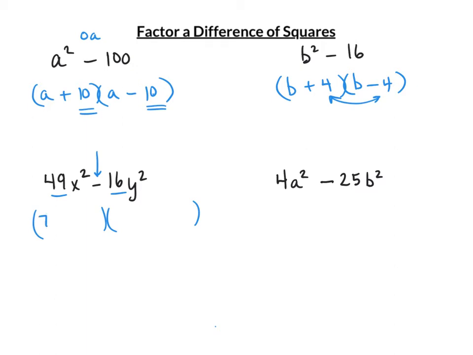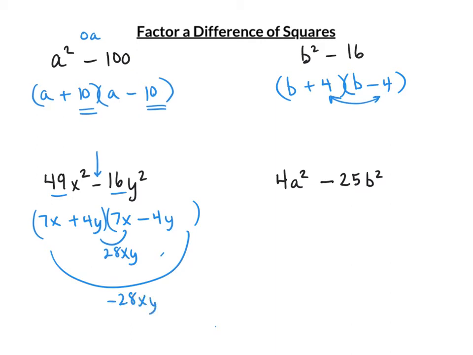I know that 7 times 7 makes 49. X times x makes x squared. I know that it's negative 16. It's a positive times a negative, and 4 times negative 4 makes negative 16. And it's y times y to make y squared. And again, when you FOIL, outer and inner make the middle term. On the inside, 4 times 7, you get 28xy. On the outside, 7 times negative 4 is negative 28xy. And when you combine these two together, you get 0.